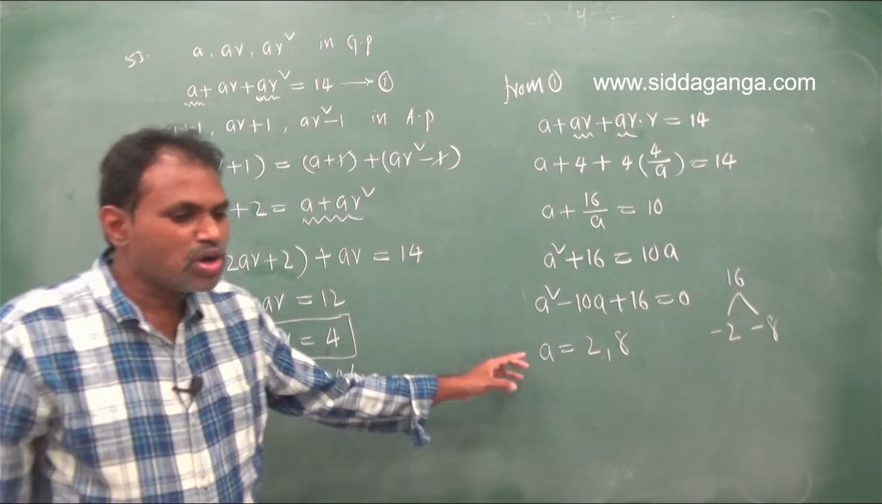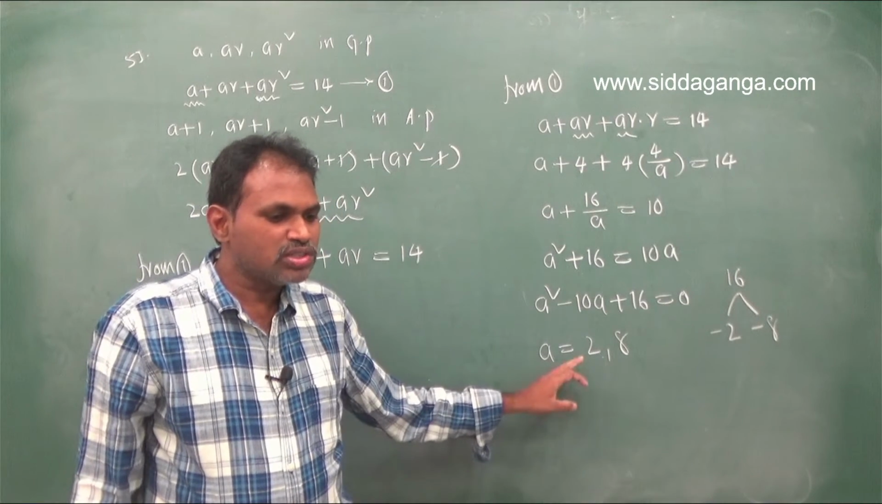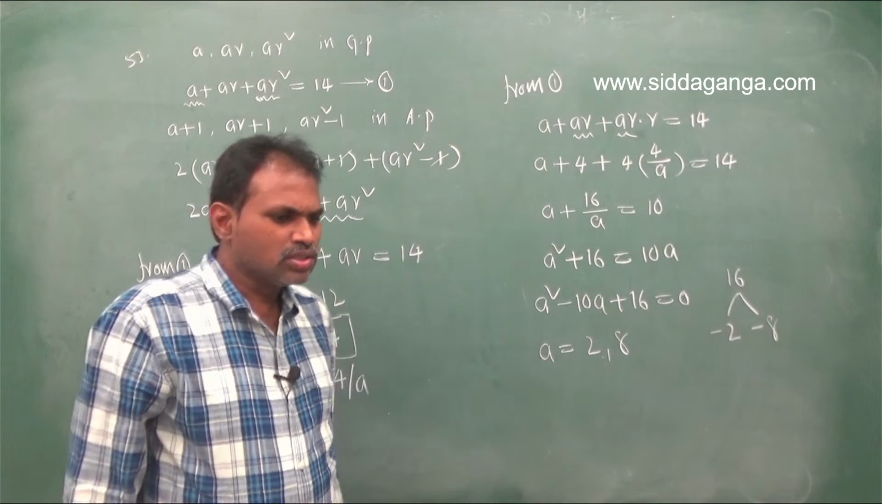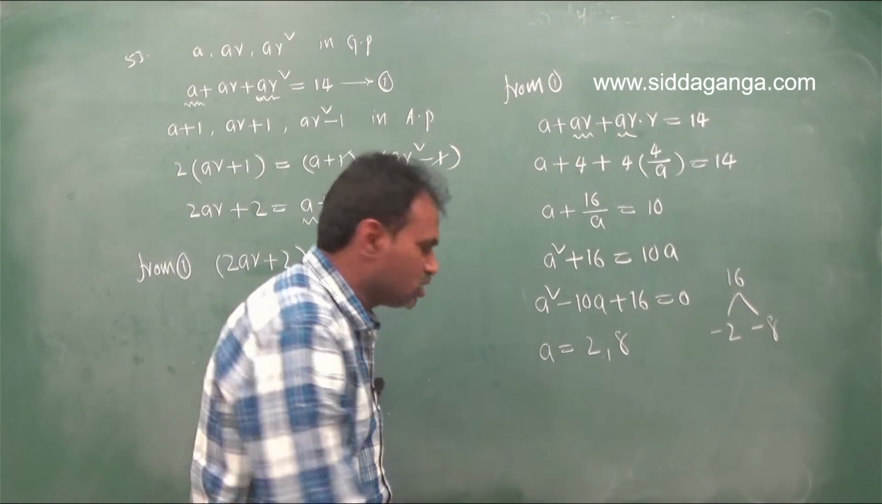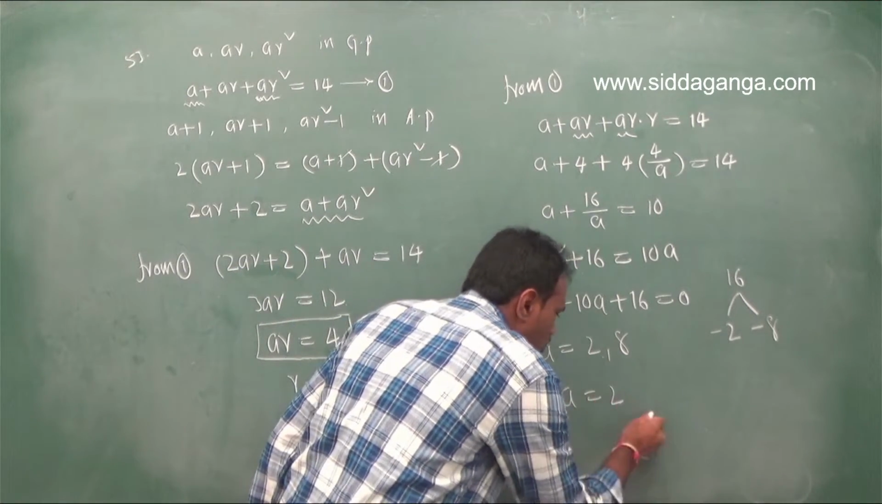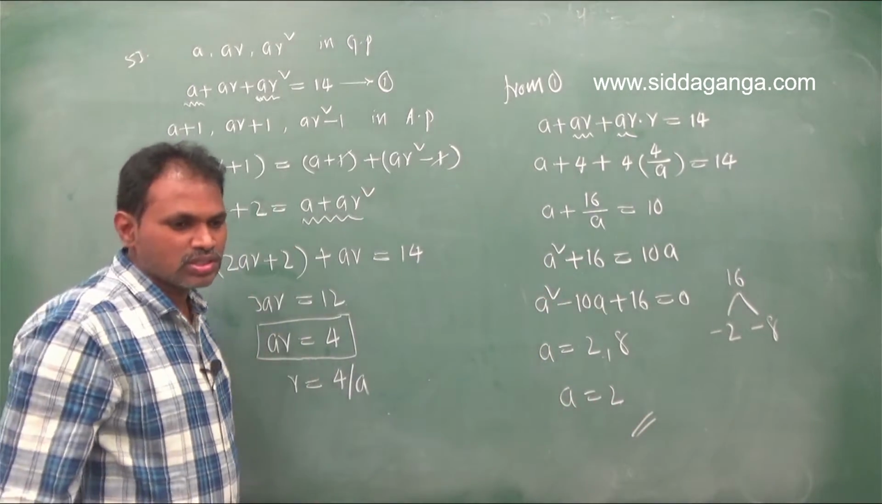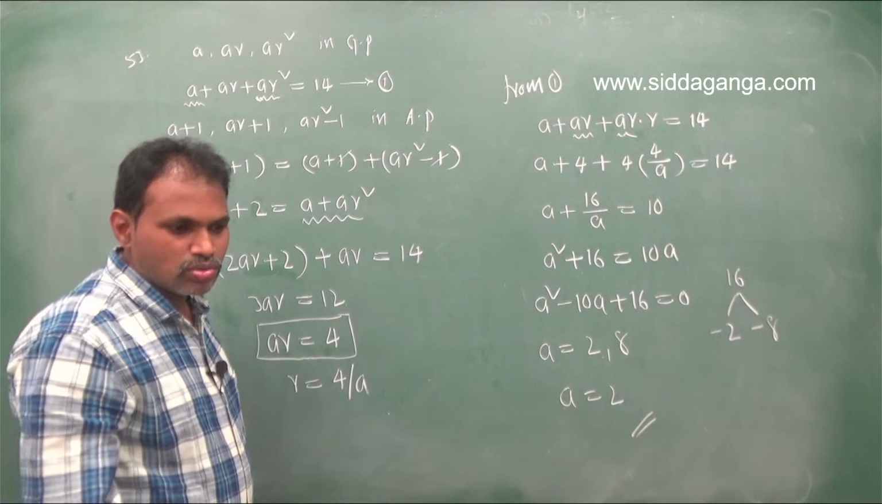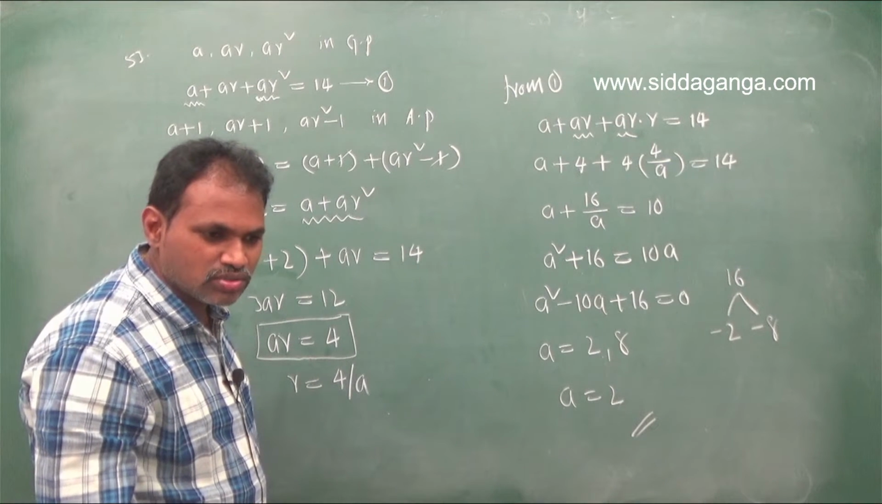But they are asking for the smallest of them. Now the smallest value is 2. Therefore A equal to 2, the smallest value they are asking. Therefore option 1 is right. Next question.